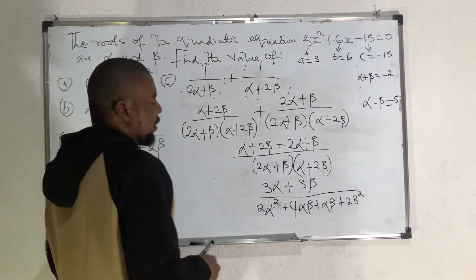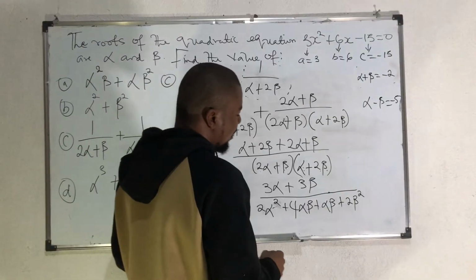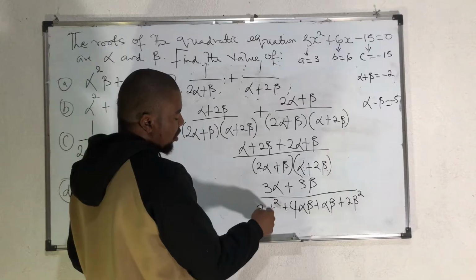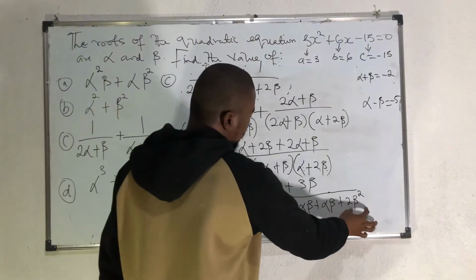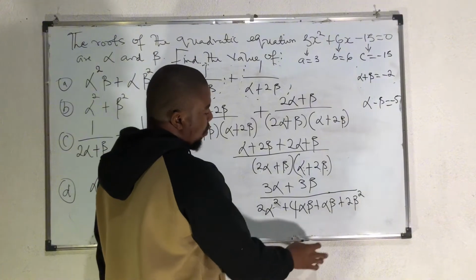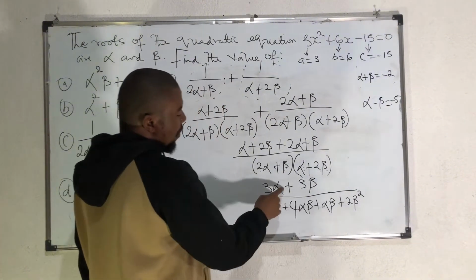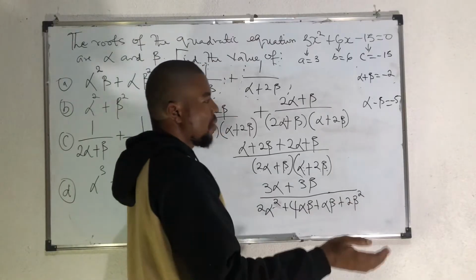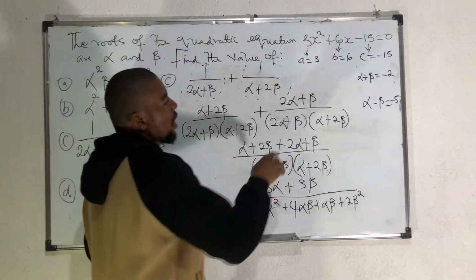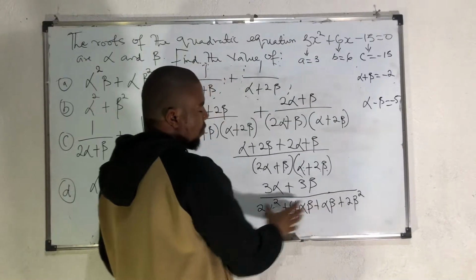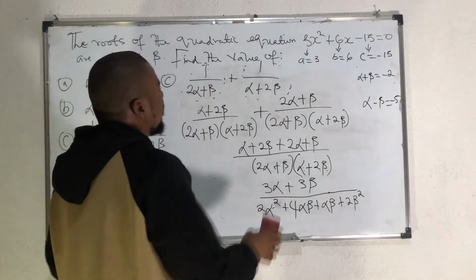Okay, we're not done yet. Here you see we have 2 alpha squared. Here we have 2 beta squared. Therefore, they're not complete. We have our alpha beta, we have our alpha plus beta, but we still have something left. Therefore, we have to keep on manipulating it until we have alpha plus beta and alpha times beta complete here. Let's continue.